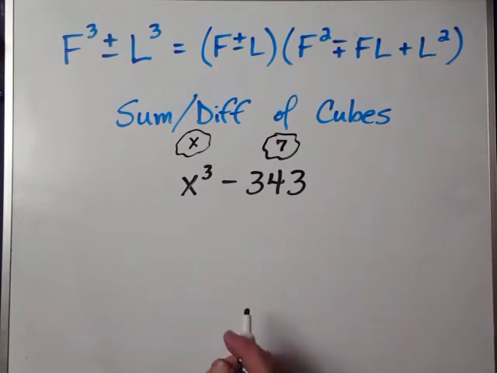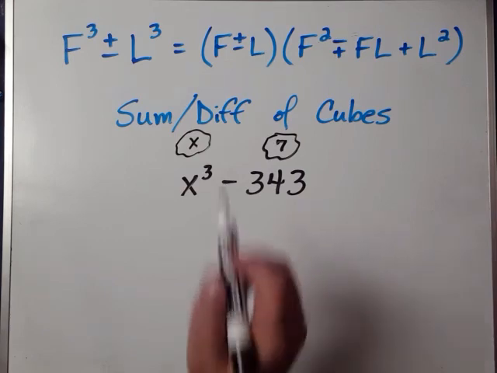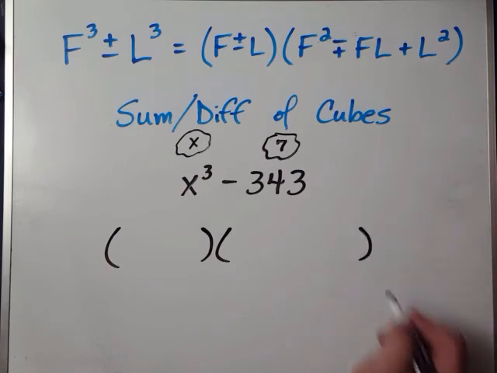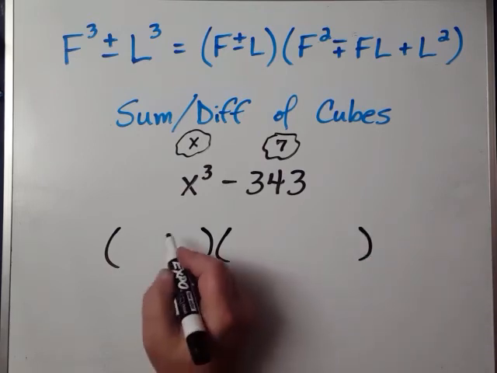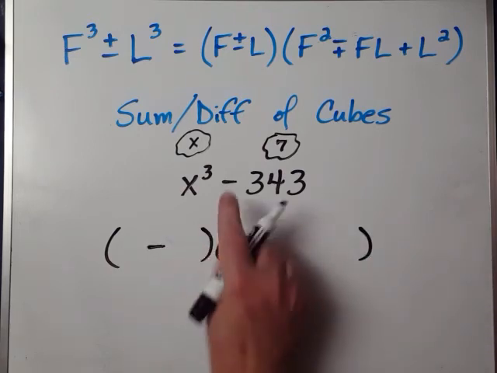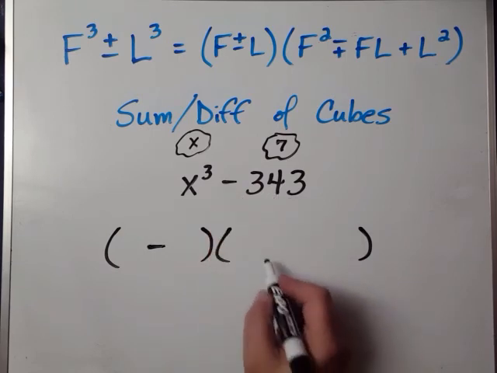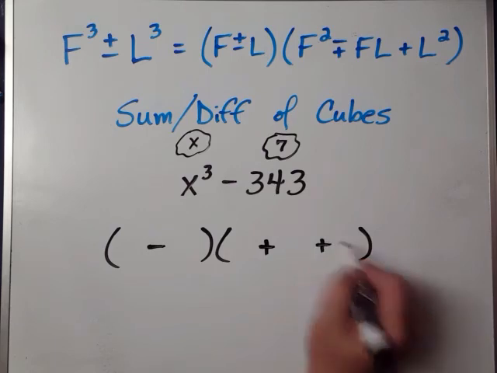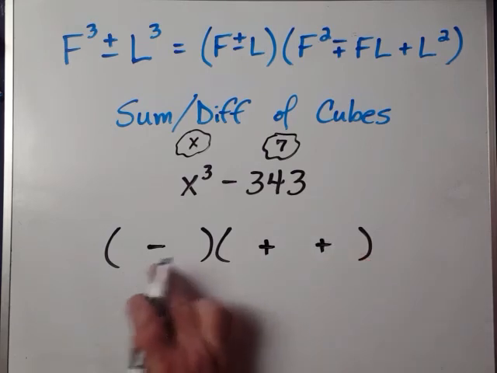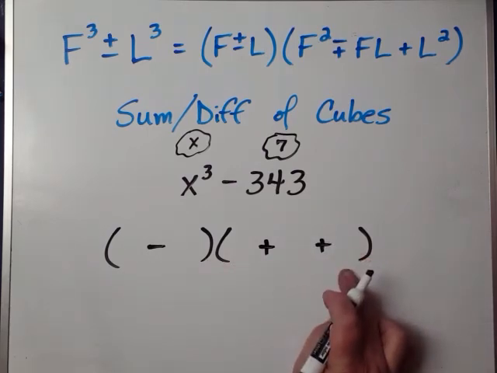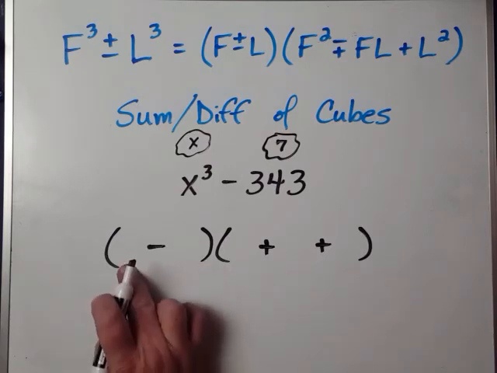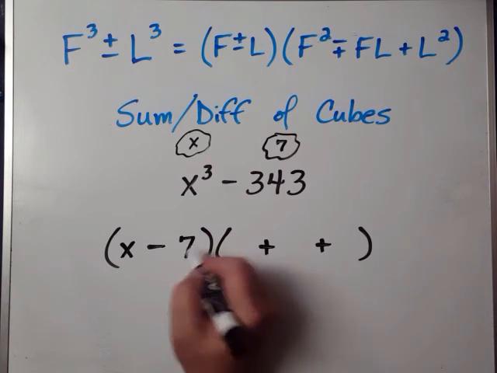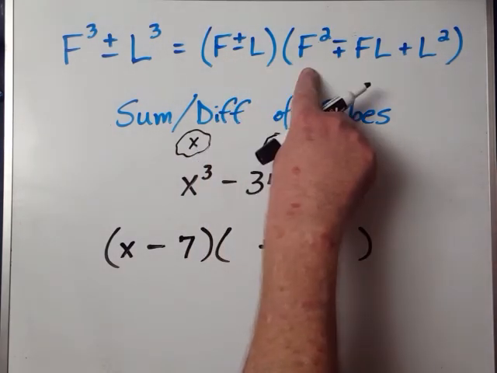Well, then I know how that factors. It will factor as a binomial and a trinomial. The sign in the binomial will match the sign of the problem. The first sign in the trinomial will be the opposite of that, and the last sign is always plus. And now I fill in these 5 blanks. I fill them in with the first, that's x. The last, that's 7, right?